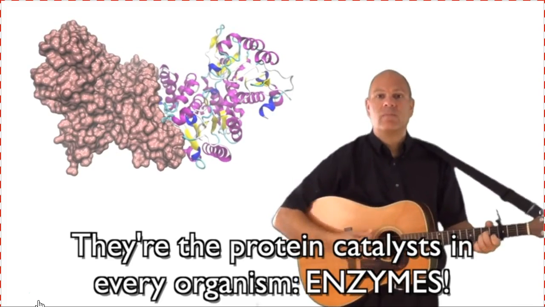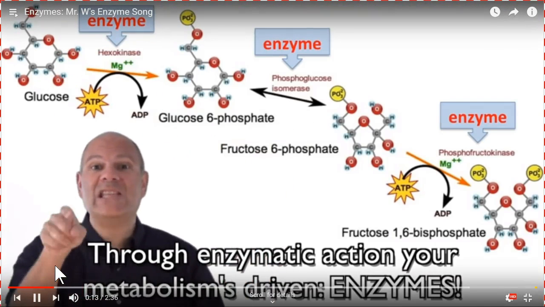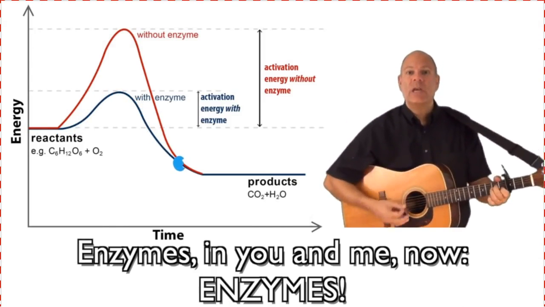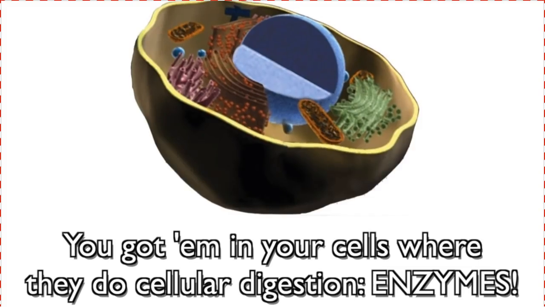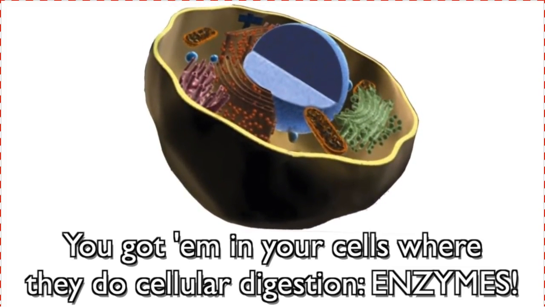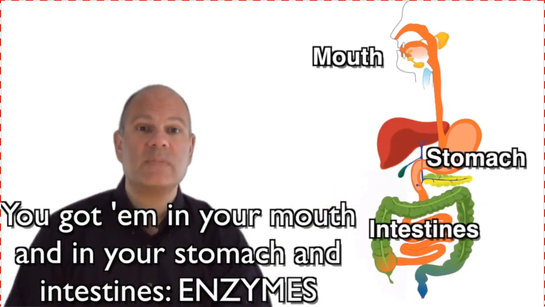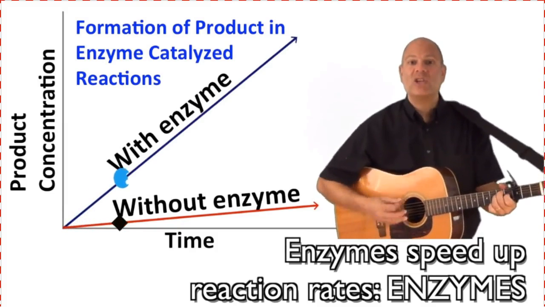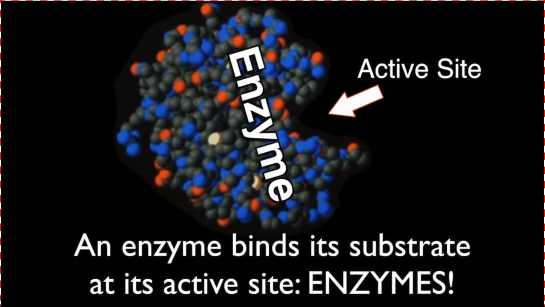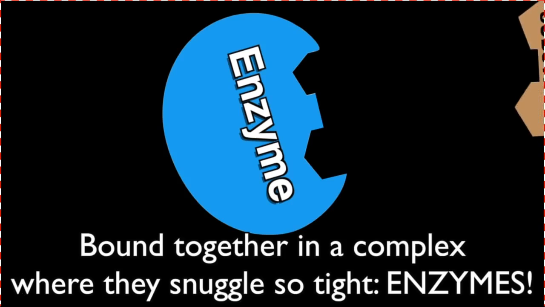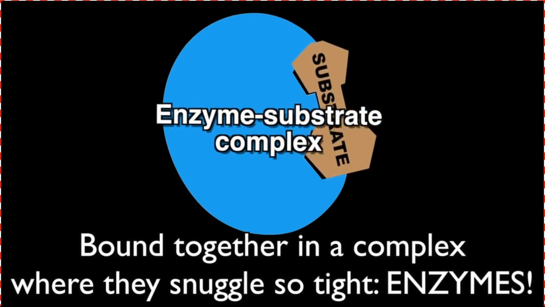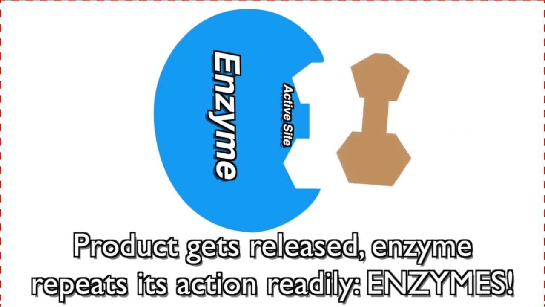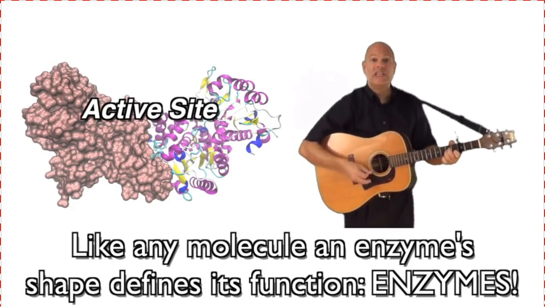Every organism, enzymes. Through enzymatic action, your metabolism's driven. In Staphylococcus, jellyfish, tarantulas, and trees, they lower activation energy. You got them in your cells where they do cellular digestion. You got them in your mouth and in your stomach and intestines. The thing an enzyme acts upon is called a substrate. They fit like lock and key with complementary shape. Enzymes speed up reaction rates. An enzyme binds its substrate at its active site, bound together in a complex where they snuggle so tight. New bonds will form and break through to the active sites. Chemistry reactants become products. It's an enzyme specialty. Product gets released. Enzyme repeats its action readily. Like any molecule, an enzyme shape defines its function.